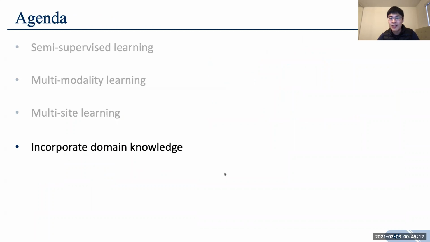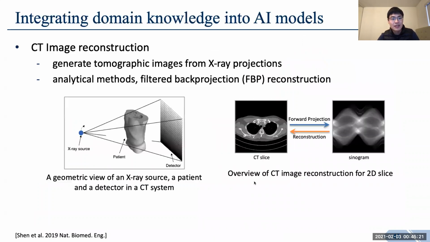And lastly, I will briefly introduce our recent work on incorporating domain knowledge into AI models for medical image reconstruction. Actually, medical image reconstruction is a long-standing problem. For example, CT image reconstruction aims to reconstruct the tomographic image from the X-ray projection. This figure shows the geometric view of the X-ray source, patient, and the projection. And this is for 3D cases. For the 2D cases, the projection data compose the sinogram, and we want to reconstruct the original CT slices from the sinogram data.